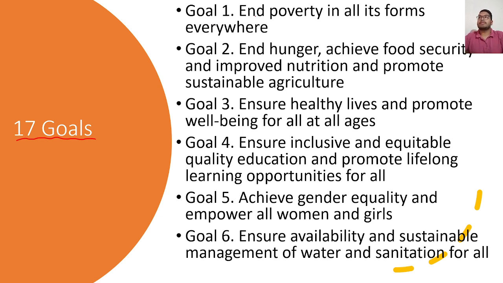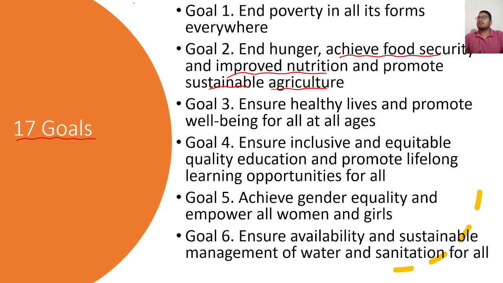Goal 1 is to end poverty in all its forms everywhere. Goal 2 is to end hunger, achieve food security, improve nutrition, and promote sustainable agriculture. Goal 3 is to ensure healthy lives and promote well-being for all at all ages. The fourth goal is to ensure inclusive and equitable quality education and promote lifelong learning opportunities for all. The fifth goal is to achieve gender equality and empower all women and girls. The sixth one is to ensure availability and sustainable management of water and sanitation.